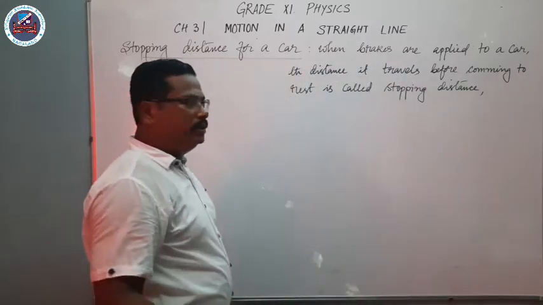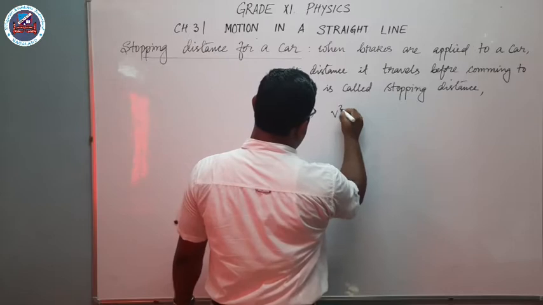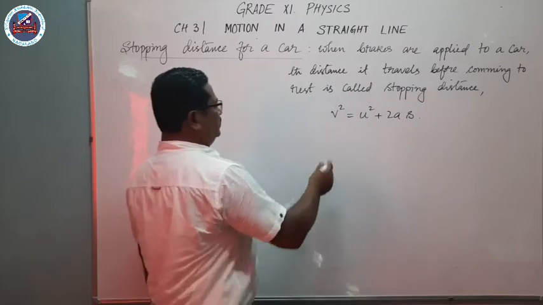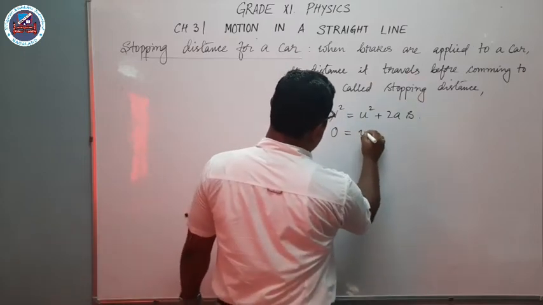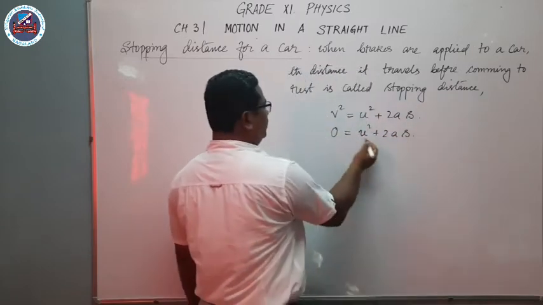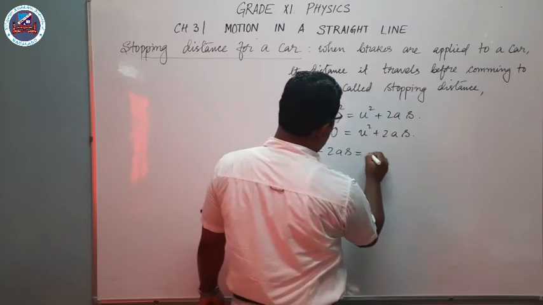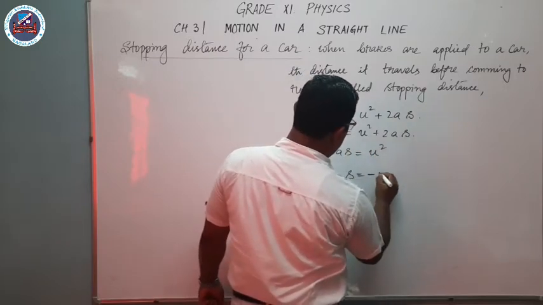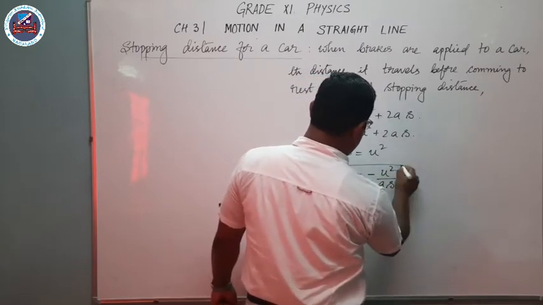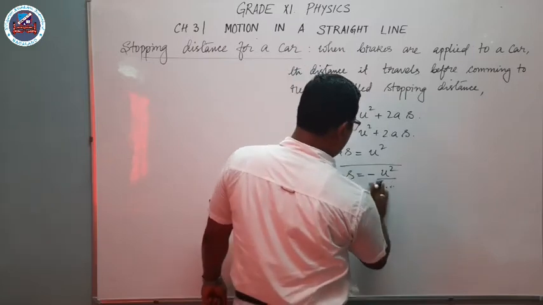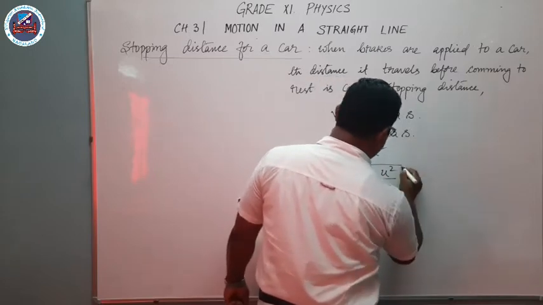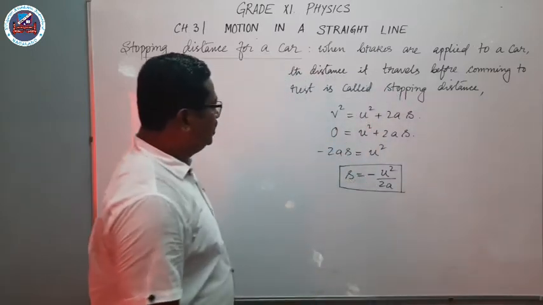Now, if you use the third equation of motion, v square is equal to u square plus 2as, then the final velocity will be 0. So 0 is u square plus 2as. From here, minus 2as is equal to u square, or s is equal to minus u square divided by 2a. This distance we call stopping distance.